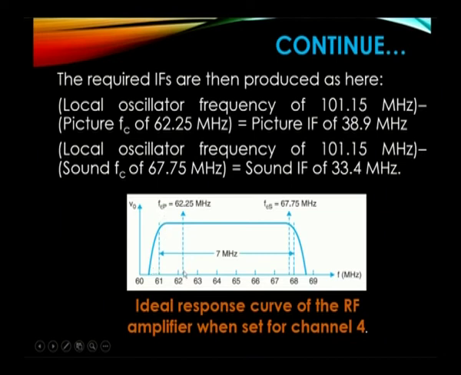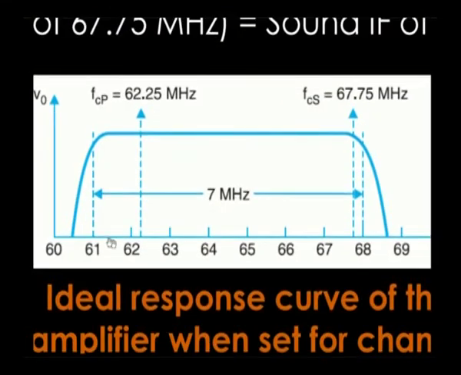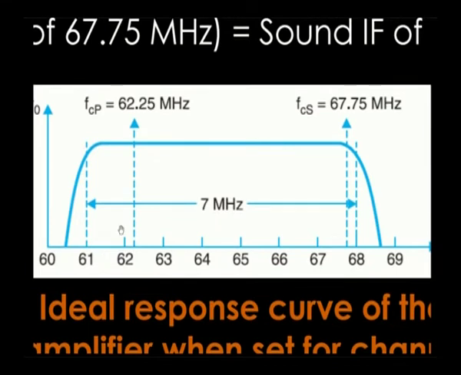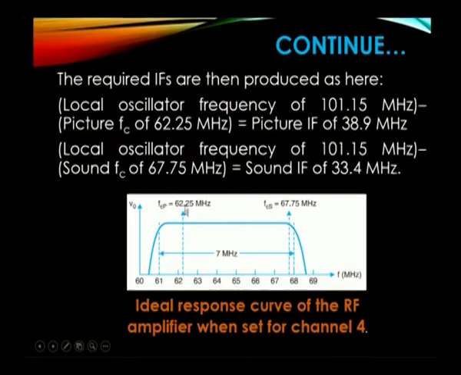This is the ideal response curve of a radio frequency amplifier when set for channel 4. The channel 4 range is 62.25 to 67.75 megahertz, with the sound carrier frequency and the picture carrier frequency marked. The bandwidth of this channel will be 7 megahertz. Here, what we need to get from the mixer is the standard 625B sound and picture signal.